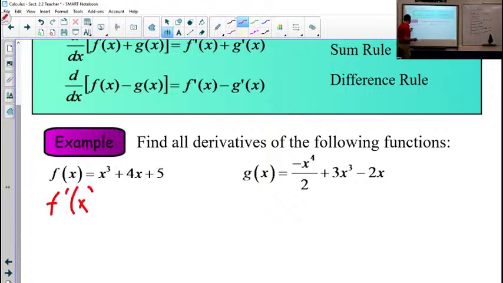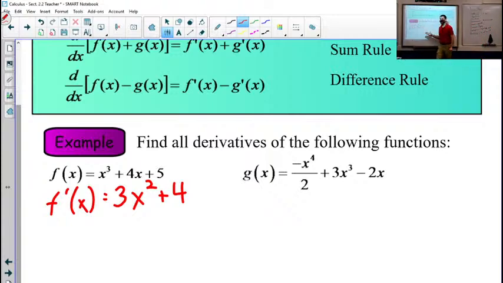So f prime of x is derivative of x cubed. Remember, the 3 hops down out in front, and then we have an x, one gets subtracted, so to the second power. Plus, derivative of 4x is just 4. And then derivative of 5 is 0. Derivative of any constant is going to be 0. Good with that so far? Okay.